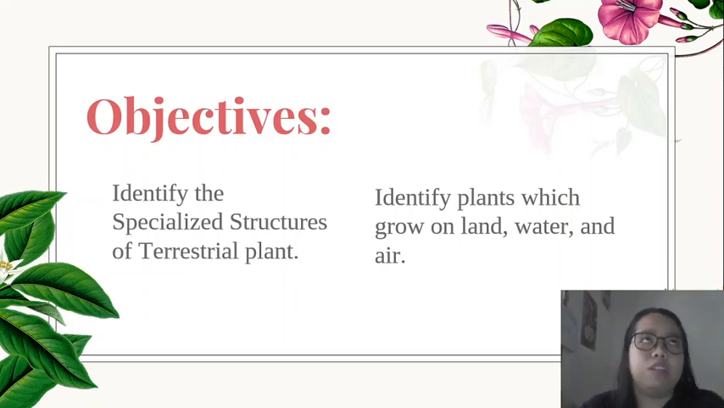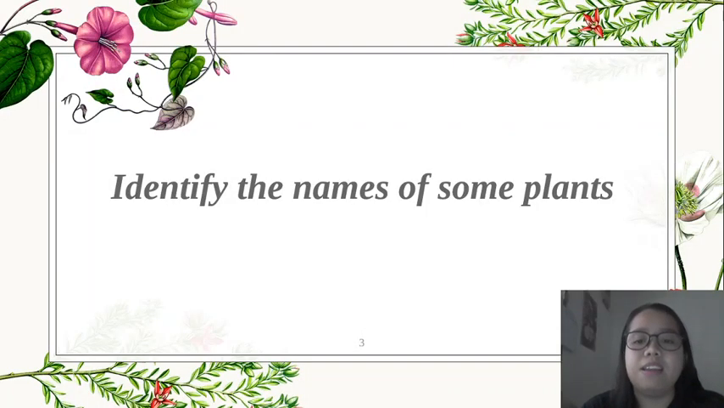You have learned in our previous topic that animals have different body structures in getting or eating their food and to protect themselves from their enemies. The same is true for plants, because they have specialized structures to adapt to their environment. But before we proceed, let us identify the names of some plants.